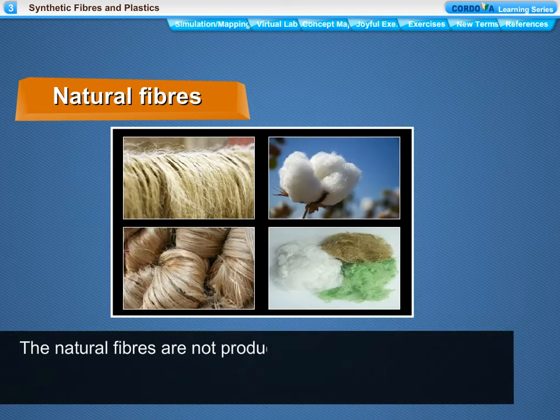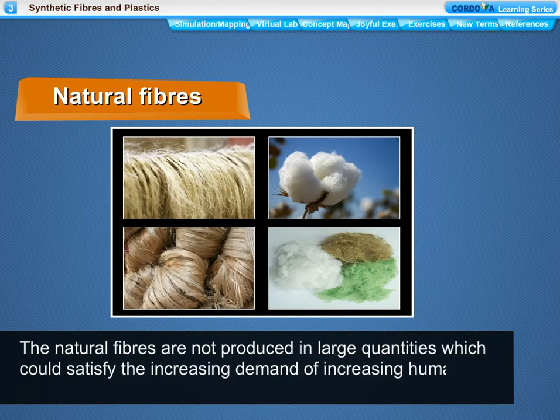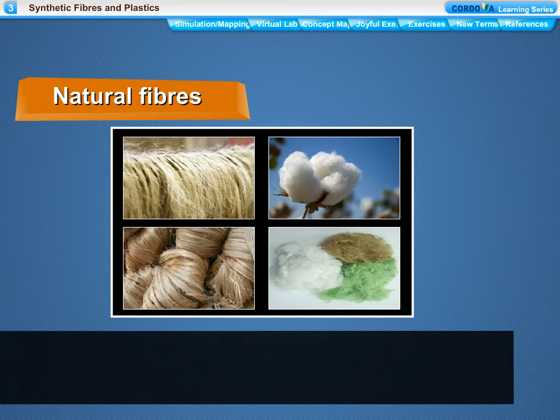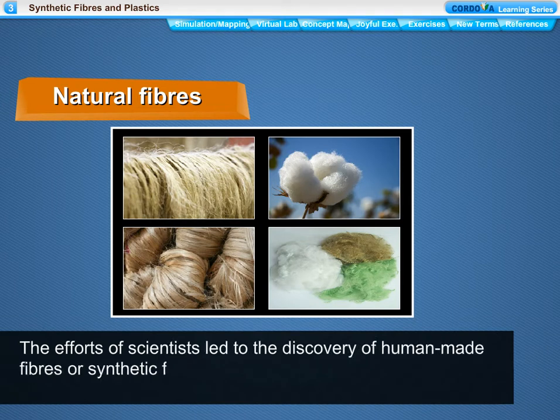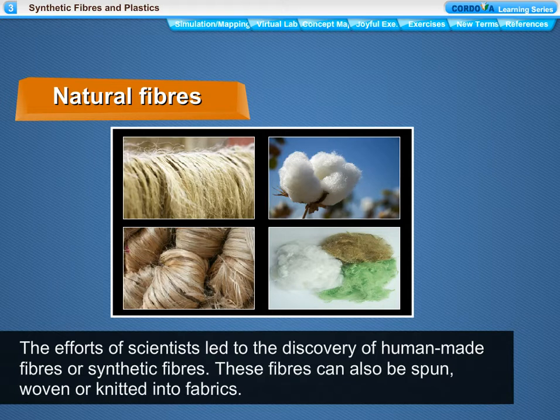The natural fibers are not produced in large quantities, which could satisfy the increasing demand of the increasing human population. The efforts of scientists led to the discovery of human-made fibers or synthetic fibers. These fibers can also be spun, woven or knitted into fabrics.